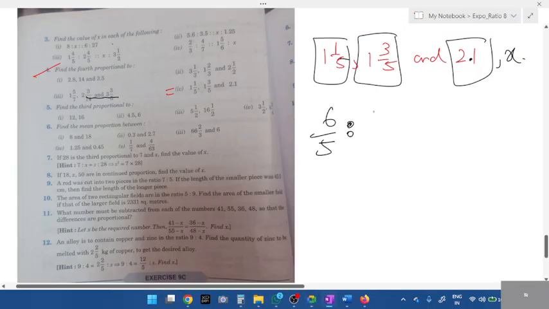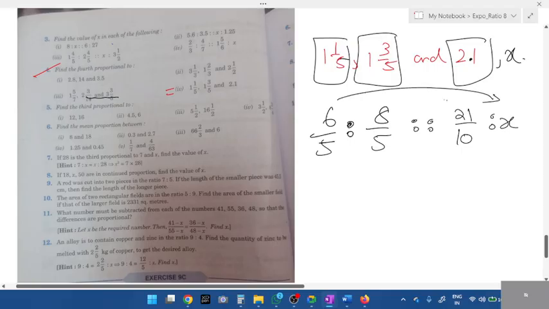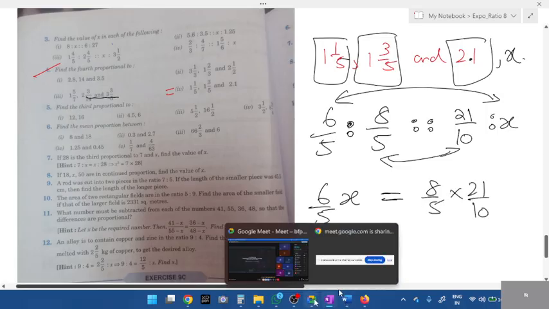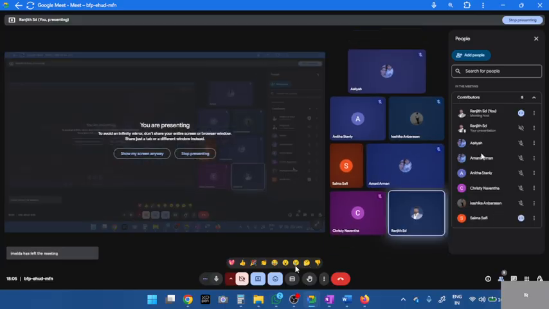Others, tell me what's the answer, students. How do you solve this? 8 by 5, then what sign do I have to put? 4, right? Then 2.1, how can I write 2.1? 21 by 10 is to x. What's the formula? Product of extremes is equal to product of means. Which two do I have to multiply? 6 by 5 into x is equal to. See, so simple. I just converted and I'm multiplying. You don't understand this? Okay, she left.